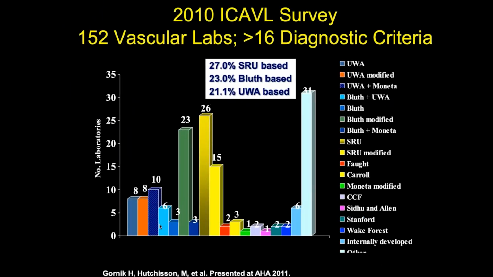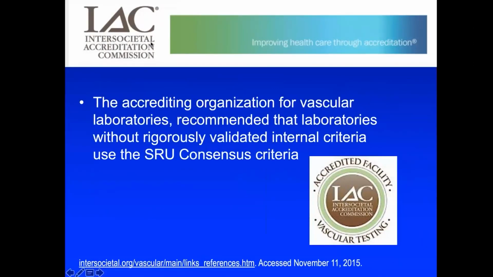So no doubt this is a severe stenosis, greater or equal to 70%, probably greater than 70%. So regarding the SRU consensus, in 2010, 152 vascular labs responded that they were using the SRU diagnostic criteria, 27% of them in 2010. The Intersocietal Accreditation Commission, the one that gives accreditation for the vascular labs, did a survey. Well, in 2015, they recommended that laboratories without rigorously validated internal criteria use their SRU consensus criteria, because it has a very close match with the angiographic findings.